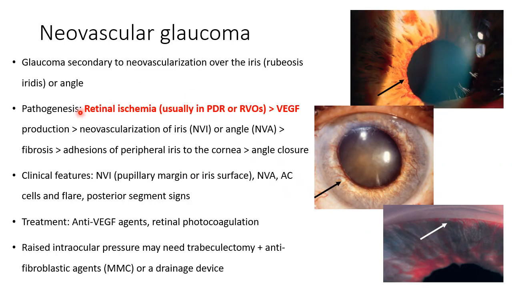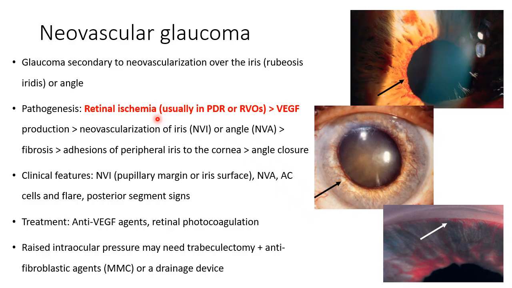Neovascular glaucoma, another very notorious variety of secondary glaucoma, commonly seen in diabetics and patients of retinal vein occlusions. So glaucoma secondary to neovascularization of the iris, known as rubeosis iridis or angle. Now the pathogenesis. Usually in PDR, that is proliferative diabetic retinopathy or retinal vein occlusions, retinal ischemia happens.